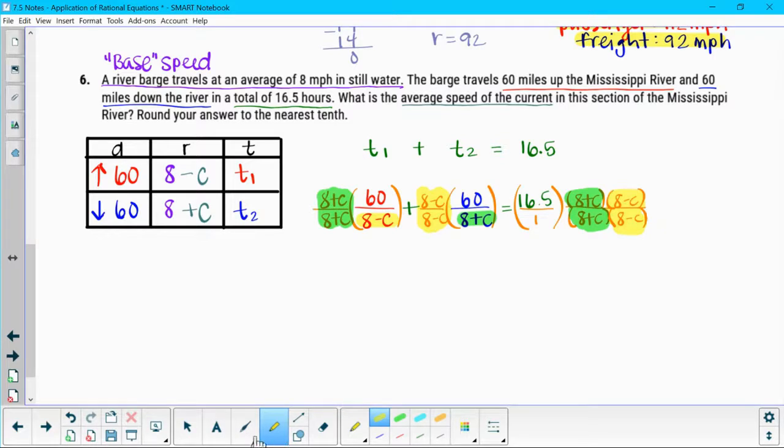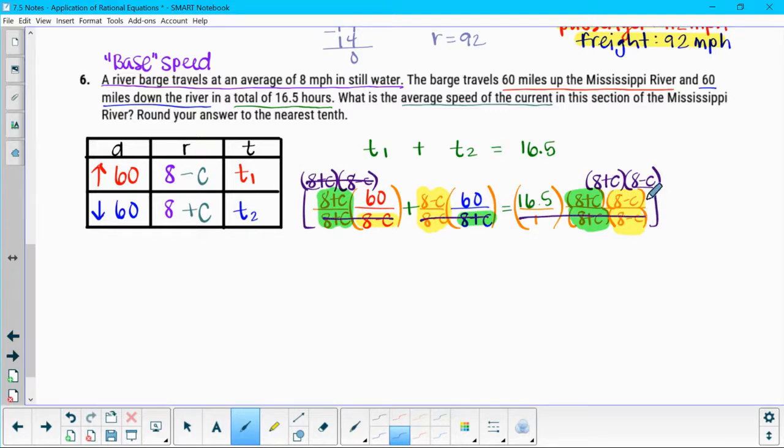Now that everything has a common denominator, I'm going to go through and multiply by that common denominator in order to cancel out all of my denominators and leave me only with the numerators. Now remember, we are dealing with multiplication, so you have to remember to distribute. So this 60 is going to distribute to the 8 and to the C and to the 8 and to the negative C. Here we'll do a little bit more work with it.